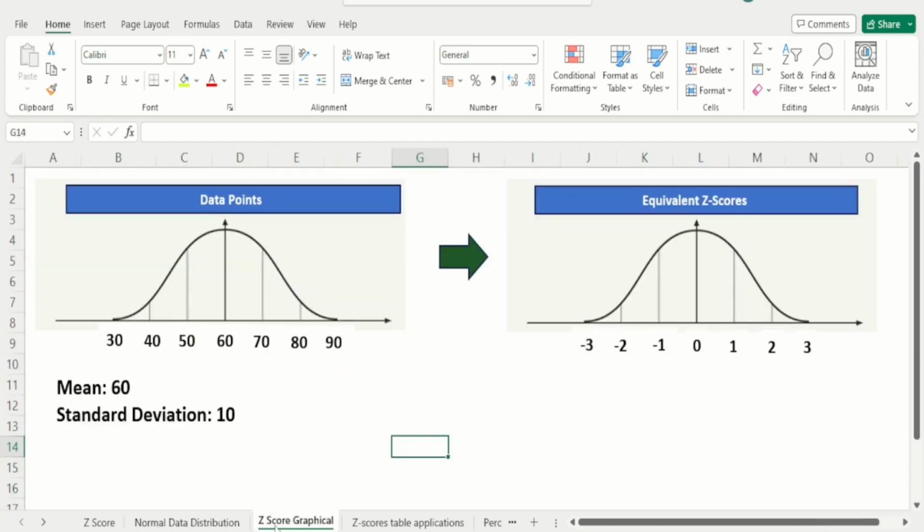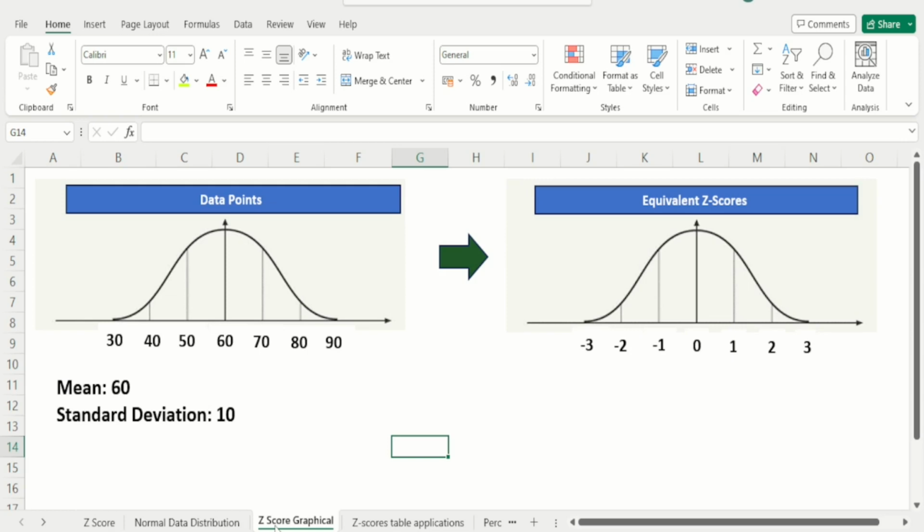Often with normal data distribution, what is used are the actual relevant representations of z-scores. So for instance, if you see on the left hand side, you have a graph giving data points in which the mean is at 60 and the standard deviation is at 10. And that's why you see the data distribution is spread all the way from 30 till 90. The equivalent z-scores are given on the right hand side.